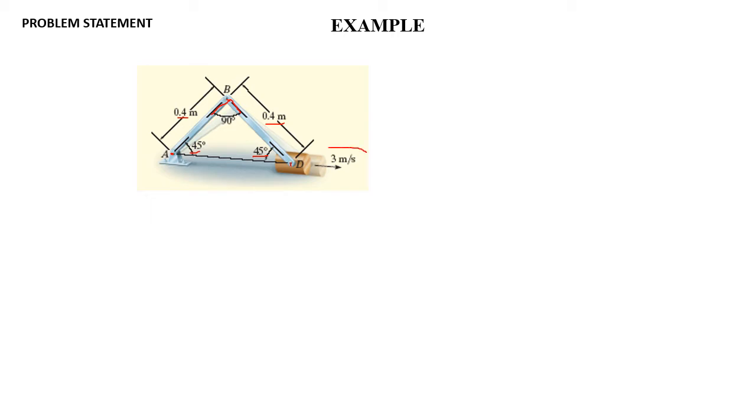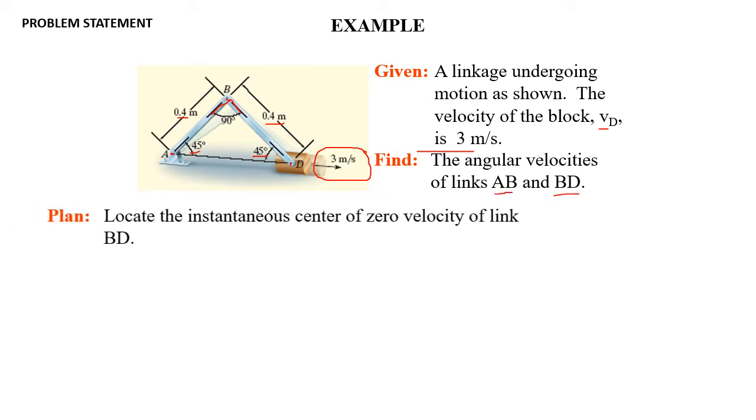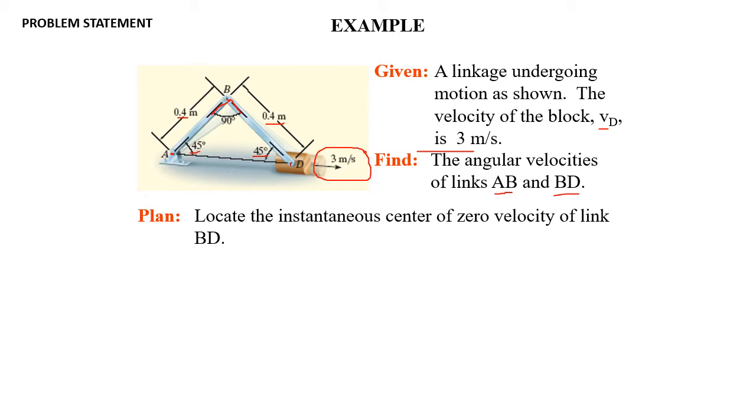You can also see that they tell us the slider is moving to the right at a velocity of 3 meters per second. So in our problem statement, they tell us that a linkage undergoing motion is shown. The velocity of block D is 3 meters per second. Now they want us to find the angular velocities of links AB and BD. So our general plan of attack for this problem is to locate the instantaneous center of zero velocity of the link BD.